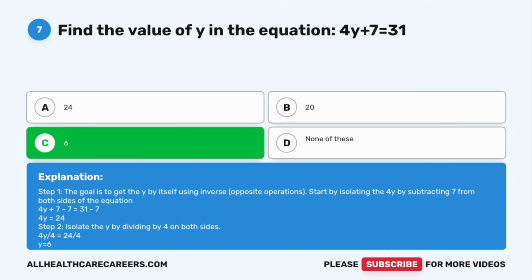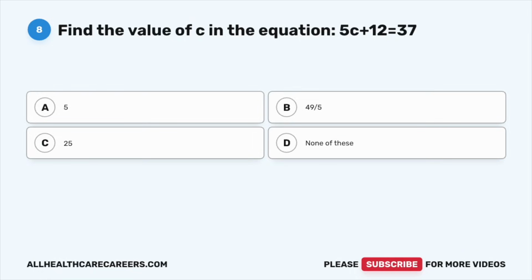Step 2. Isolate the y by dividing by 4 on both sides. 4y divided by 4 equals 24 divided by 4. Y equals 6.